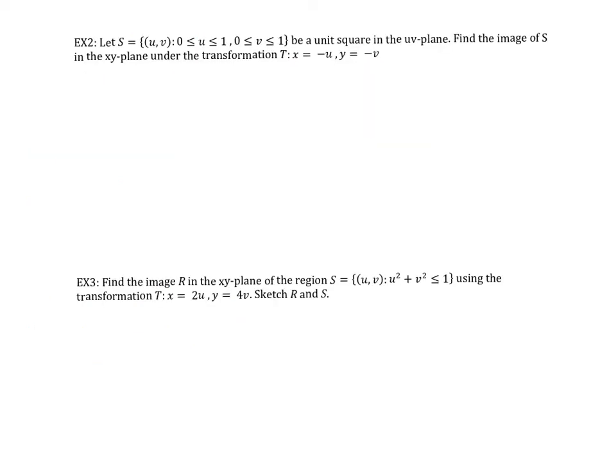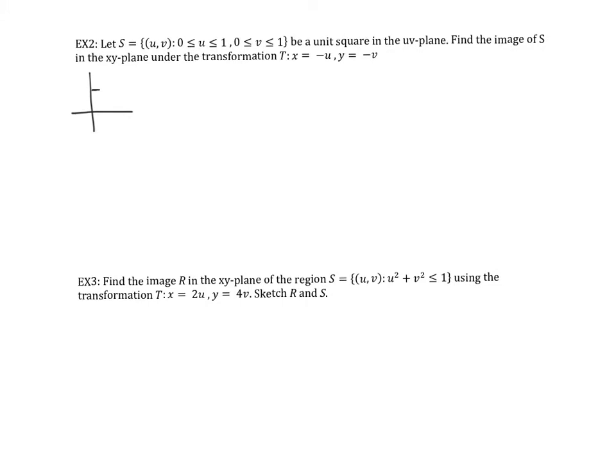In example 2, we have S, a generic S. It's the set UV. I know that U goes from 0 to 1 and V goes from 0 to 1. So this is a unit square in our UV plane. We want to find the image of S, so we want to get back to the R in the xy plane, given the transformation that x is equal to negative u and y is equal to negative v. So the first thing I'm going to do is just do a sketch, even though it's not part of the problem, of S. So that would be this unit square.